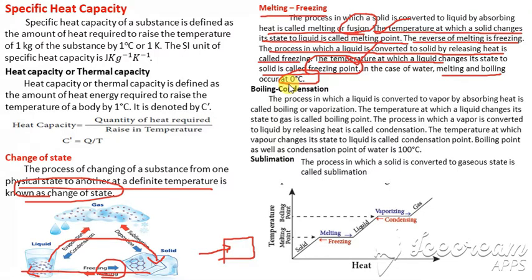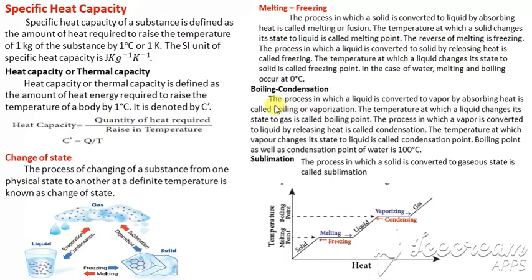Okay, then next is boiling and condensation. So next we are going to see boiling and condensation. Here, the process in which liquid is converted into vapor, otherwise called gas, when liquid is converted into vapor, that is called boiling or vaporization.